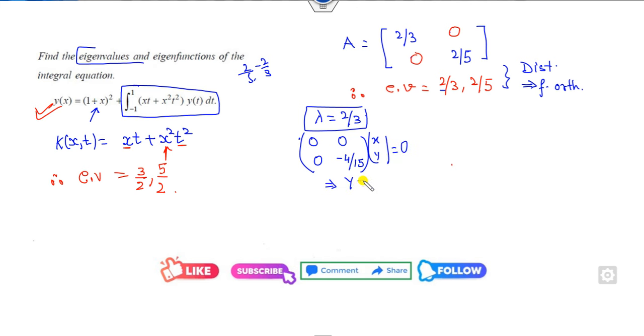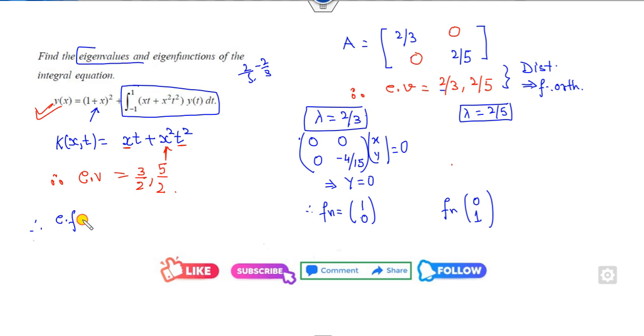So that means y is equal to 0. So therefore, the eigenfunction is (1, 0). So there is no need to find the eigenfunction corresponding to 2 by 5. Can you find the eigenfunction corresponding to this, which are orthogonal? (0, 1). So therefore, what is my eigenfunction?